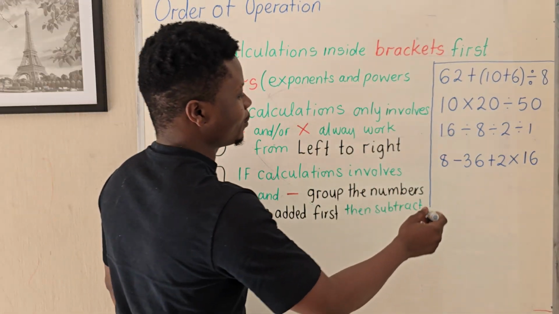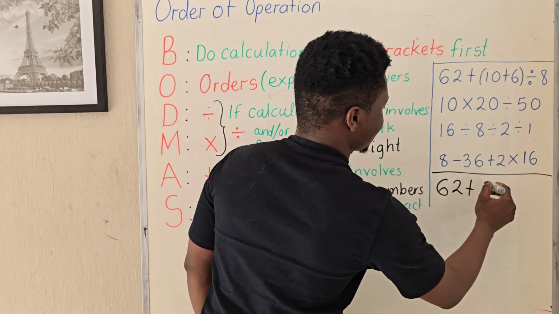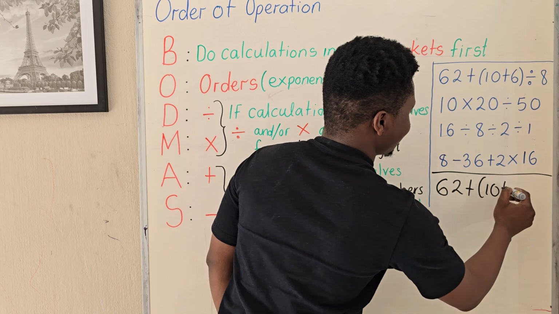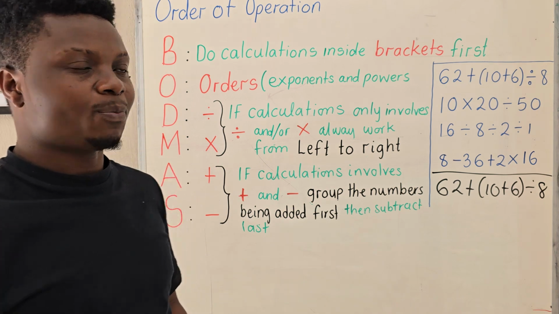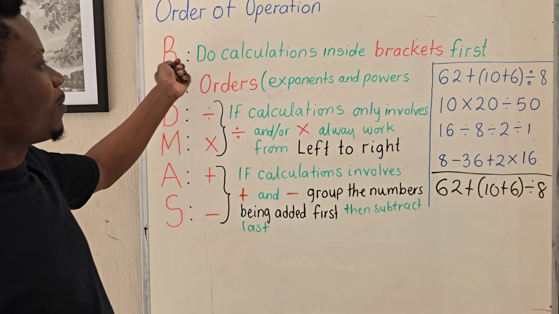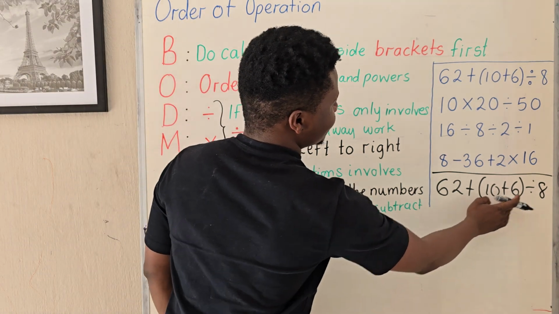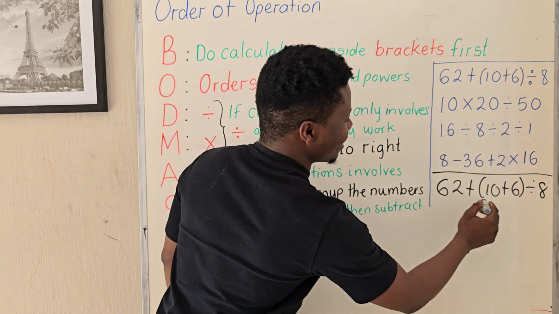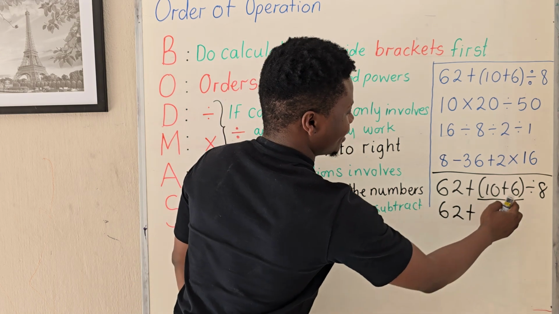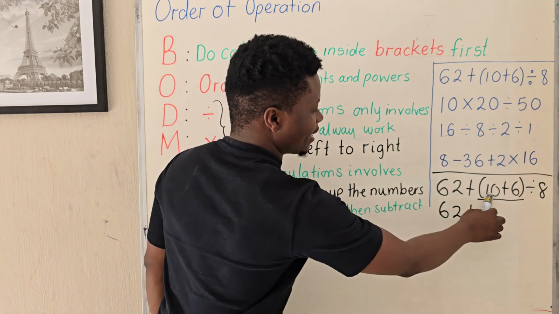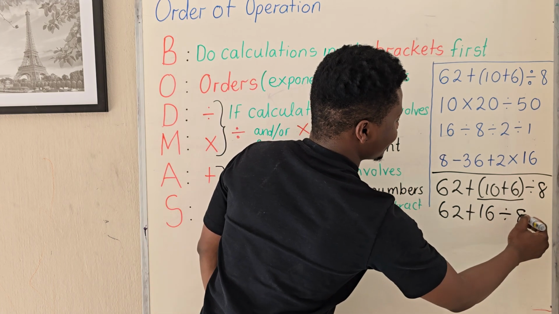The first one we have on the board here, it says 62 plus open bracket 10 plus 6 close bracket divided by 8. So according to BODMAS, I check, do I have brackets? Yes, let me simplify expressions or calculations inside the bracket. So I underline actually my bracket. I write my 62 plus, let me simplify what's inside the bracket. 10 plus 6, that's 16 divided by 8.